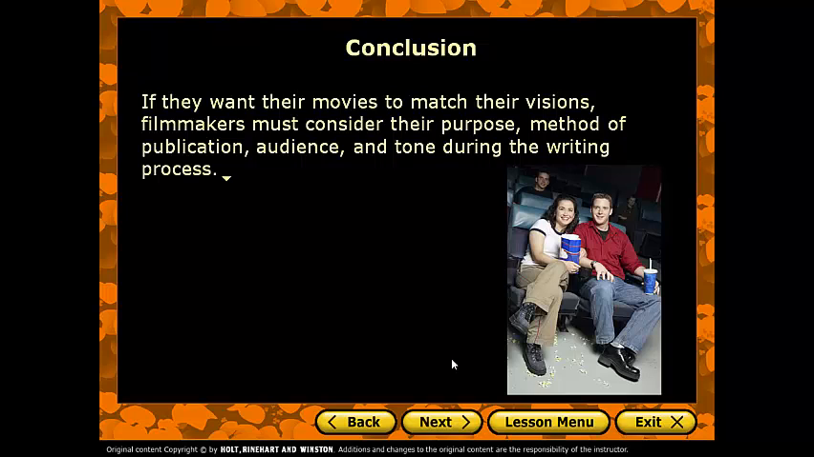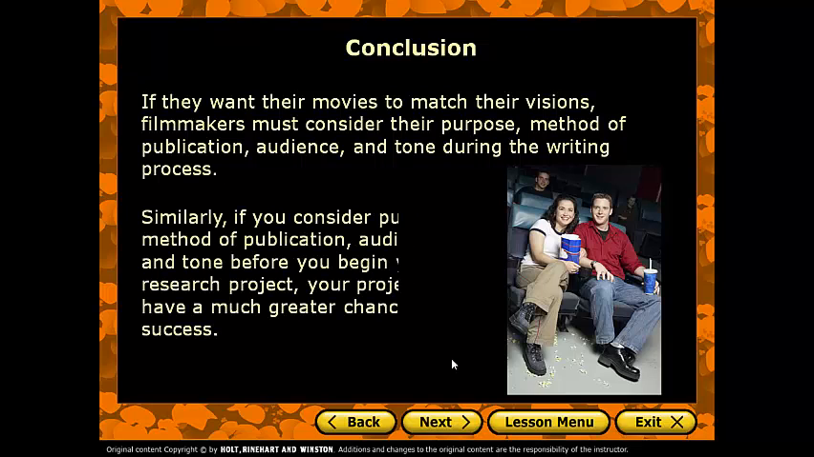So, if they want their movies to match their vision, filmmakers must consider their purpose, method of publication, the audience, and the tone during the writing process. Similarly, if you consider purpose, method of publication, audience, and tone before you begin your research project, your project will have a much greater chance of success.